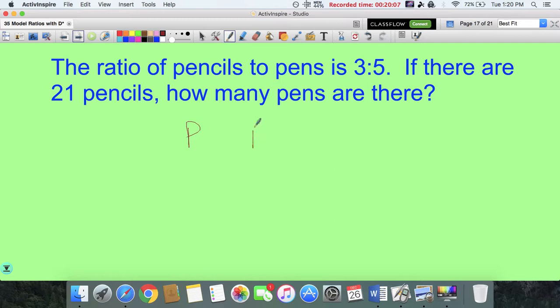Okay. Again, we can set it up like this. What is this? Part, part, total. One part is pencils, the other part is pens. And the ratio is 3 to 5. Total, so a total of 8 items, right?